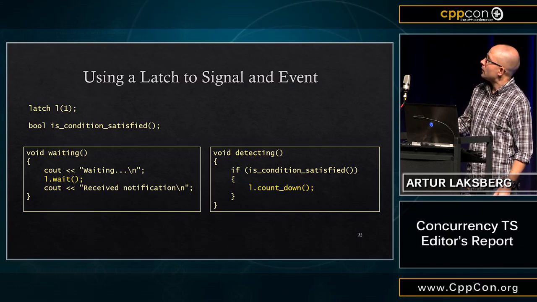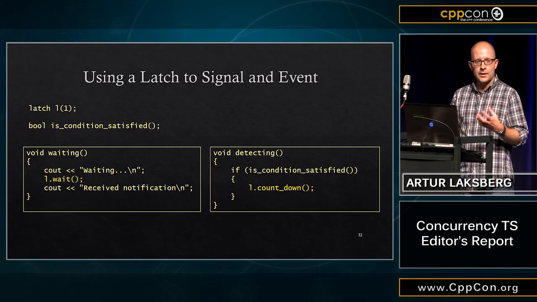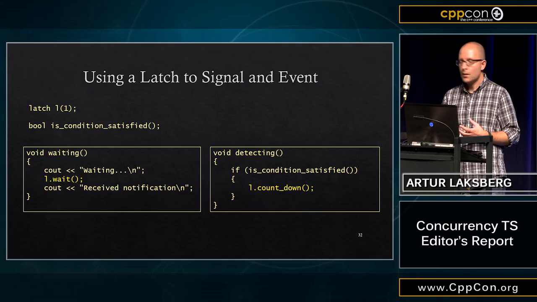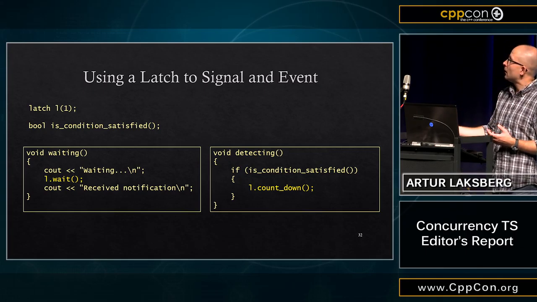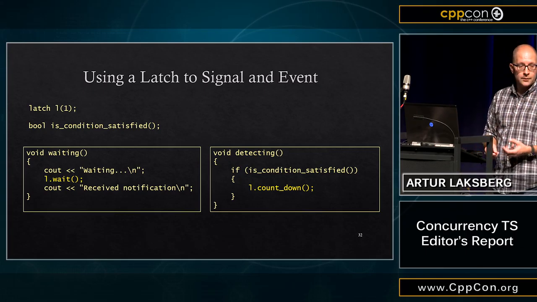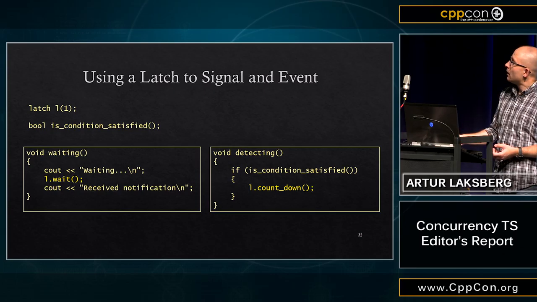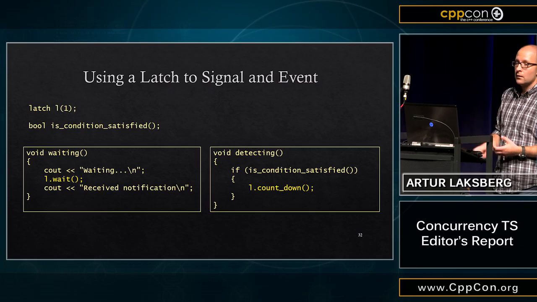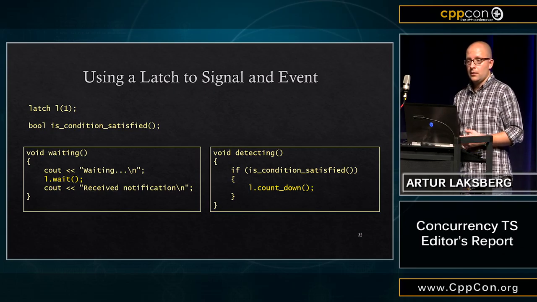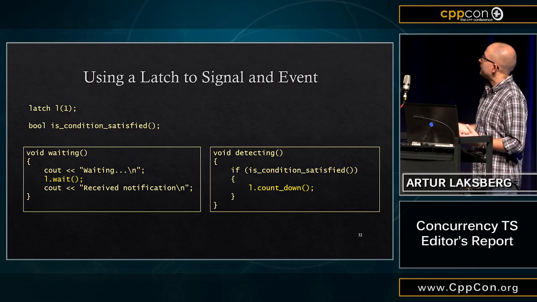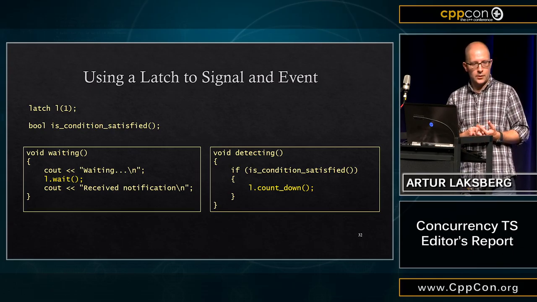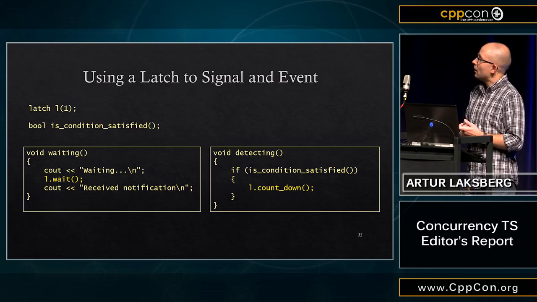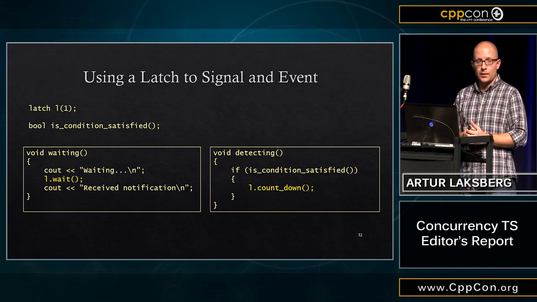Here I'm creating a latch of one. One is a counter here. This is the number of times that the detecting thread must call countdown, okay? And the waiting thread would call wait, and the latch opens when the count reaches zero, okay? Windows programmers are familiar with the concept of event, right? Event is exactly like that. It's a latch of count one.